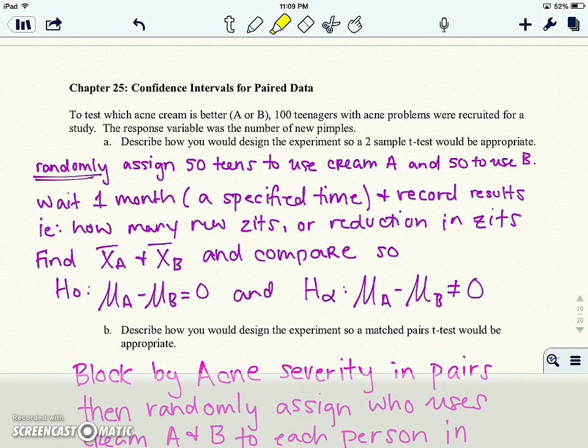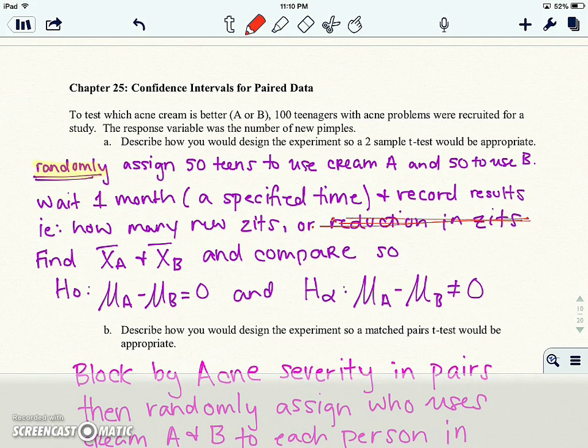We would randomly, that's key to meet our conditions, assign 50 students to use cream A and 50 students to use cream B. We would wait 1 month or whatever time was specified and record the results, i.e. how many new zits or a reduction in zits. And here they said how many new zits. So we're going to remove the reduction in zits, but that's another way to go about it.